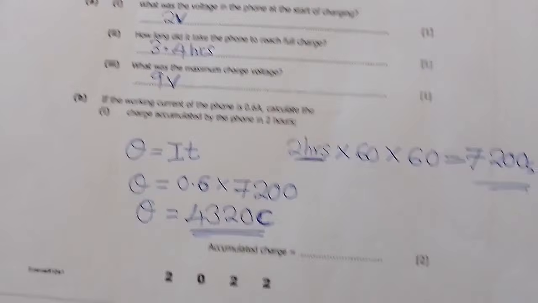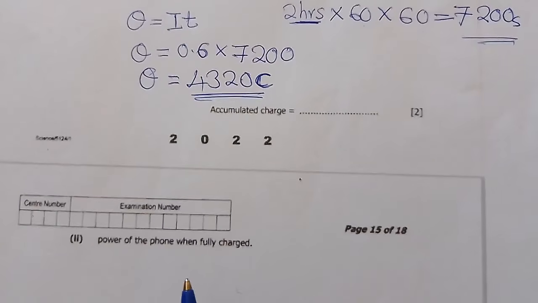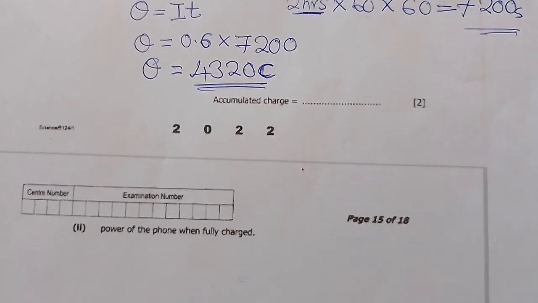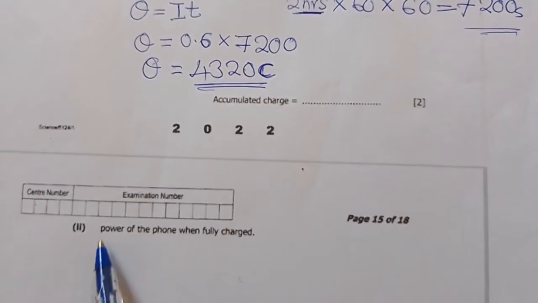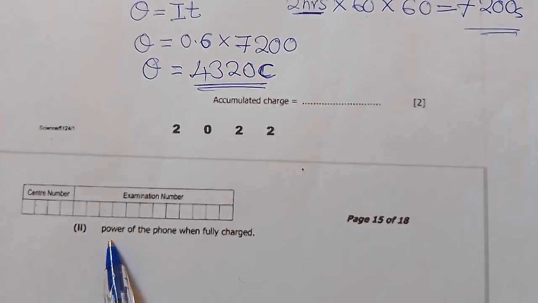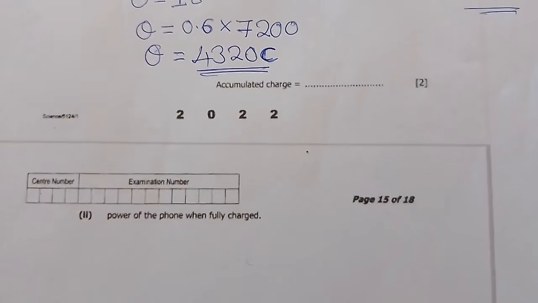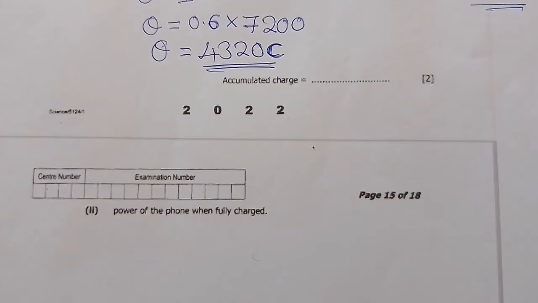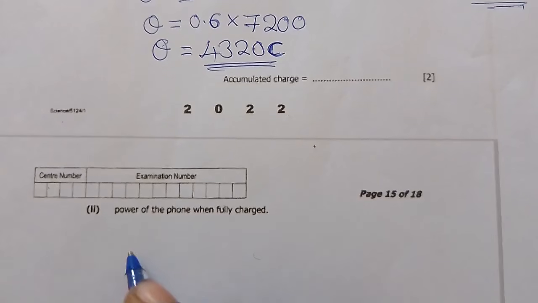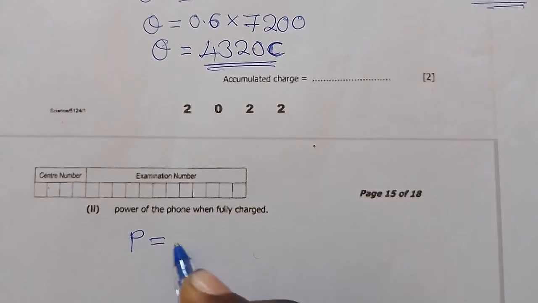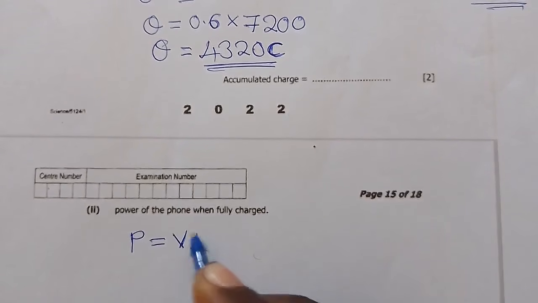We move to the last question on B7. It is saying we want to calculate the power of the phone when it was fully charged. Power is equal to what? The formula for power, how do we find power? Power is equal to voltage times current.